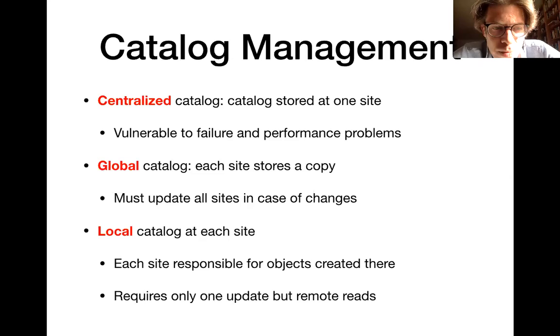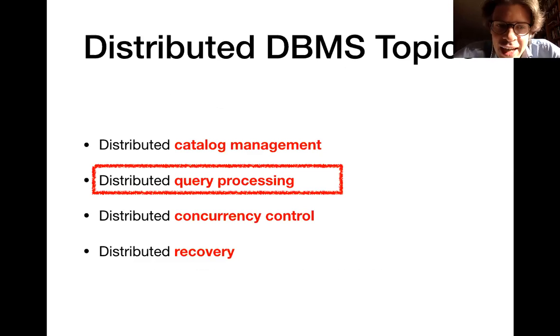One slight disadvantage compared to the global catalog stored at each site is that now, if you don't want to change the catalog but only want to read the catalog, then you typically have to contact some other site in order to get the requested information. But altogether, this is not a bad trade-off between multiple conflicting goals. So those are three classical approaches to catalog management in distributed systems. The next topic we are going to discuss is distributed query processing.